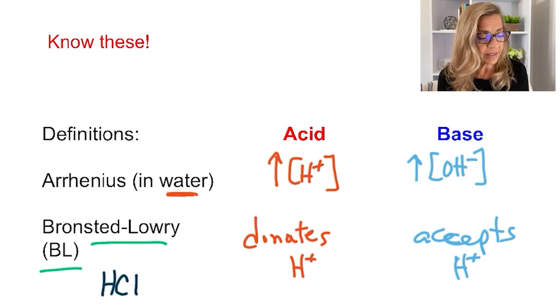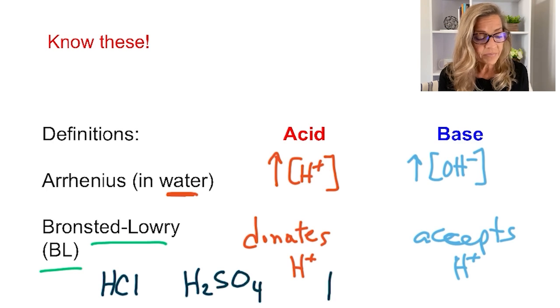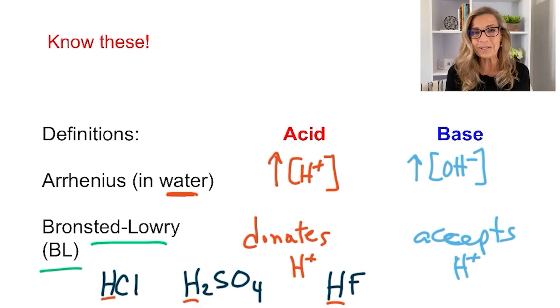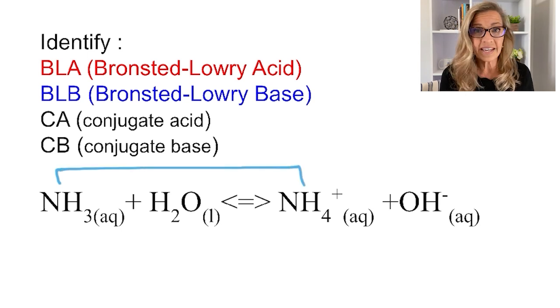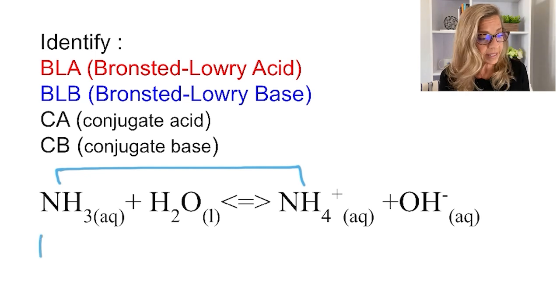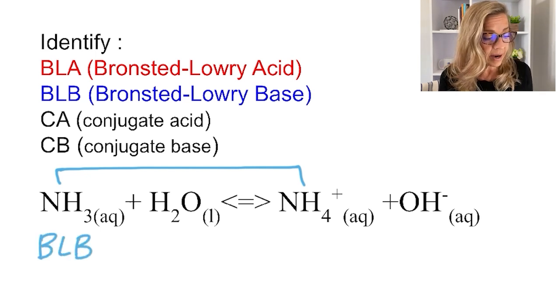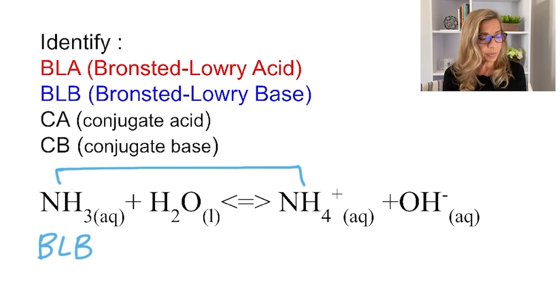So many acids, when you see a formula like this, you recognize hydrochloric, sulfuric, hydrofluoric. If you see an H on the front, most likely it's going to be an acid. So take a look at this reaction here. We're going to identify the acids and bases. So what you're going to look for is what happens to NH3. Here's the before, and then here is after the reaction. So what did it do? It gained an H+. So this is what we call the Bronsted-Lowry base, because it accepted an H+.